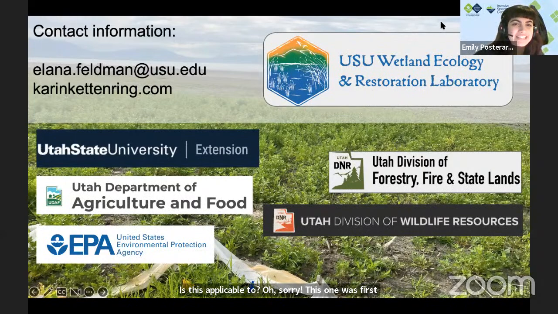Have you done or plan to do any experiments on the impact of prescribed fire on these results? And do you think a burn would affect them?